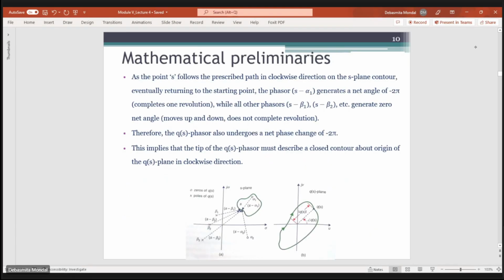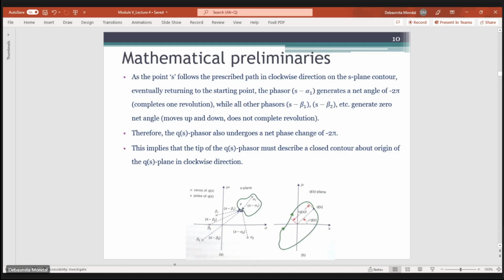Let's say QS is given in such a way that we have one zero at alpha 1, one zero at alpha 2, and let's say there are 3 poles. We select a contour such that only the zero at S equals alpha 1 is enclosed by this contour, and all the other poles and zeros lie outside the contour.